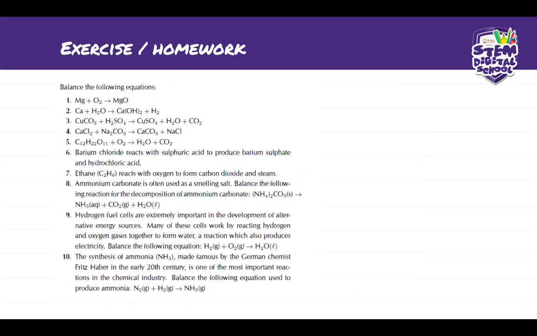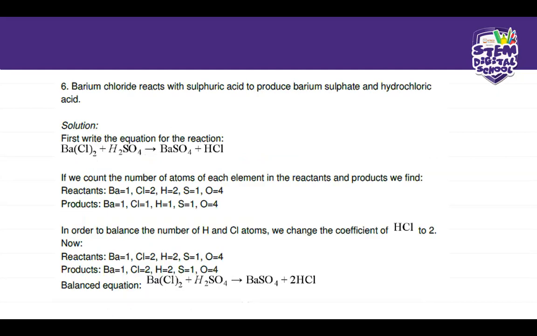It says barium chloride reacts with sulfuric acid to produce barium sulfate and hydrochloric acid. Okay. So the first thing that we need to do is write down the equation for the reaction. So you're going to have BaCl2 plus H2SO4 will give us BaSO4 plus HCl. Okay.